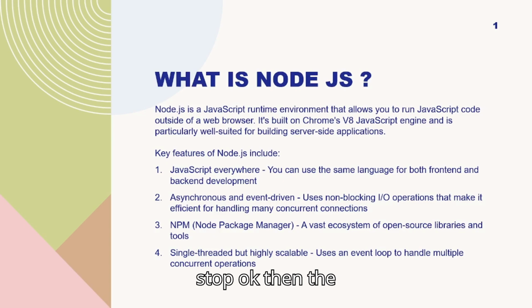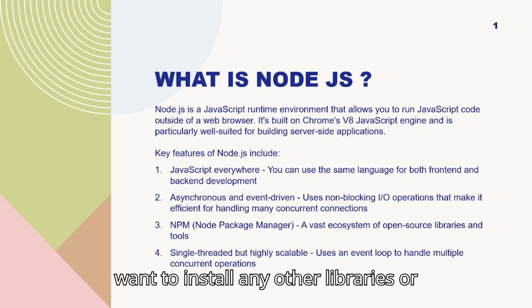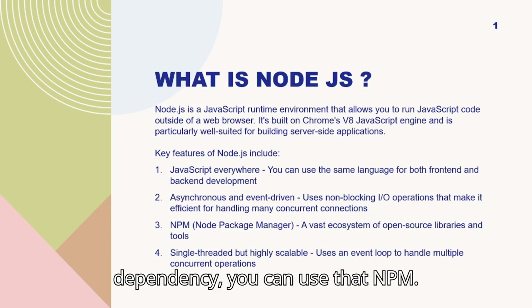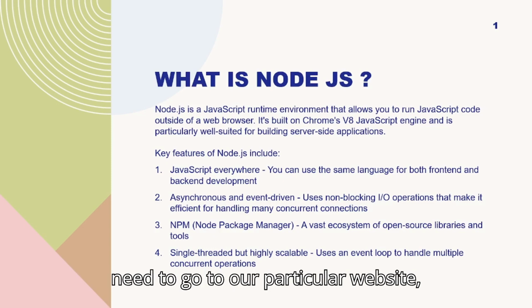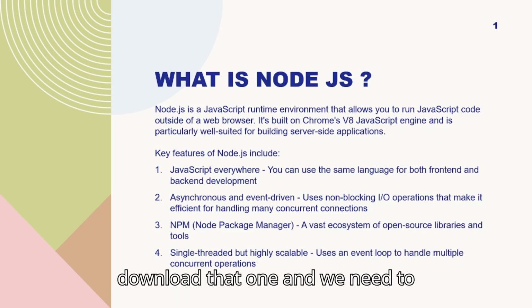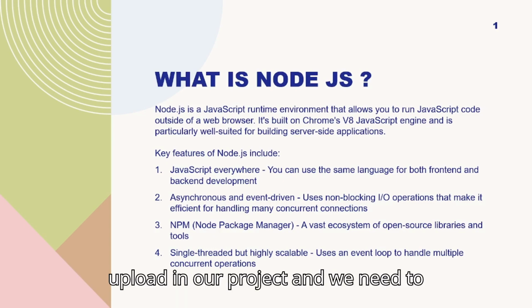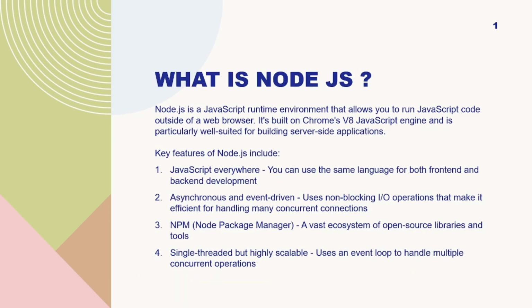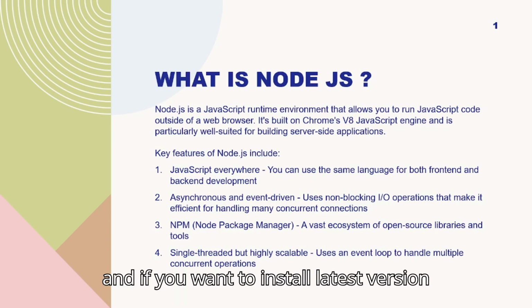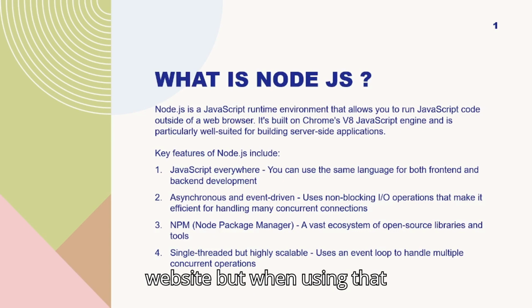The next one, the third point, is npm. This is the main thing: node package manager. If you want to install any libraries or dependencies, you can use npm. That is very easy. Otherwise, we need to go to the particular website, download it, upload it into our project, and set the link. That is too much work. And if you want to install the latest version, again we need to go to the official website.